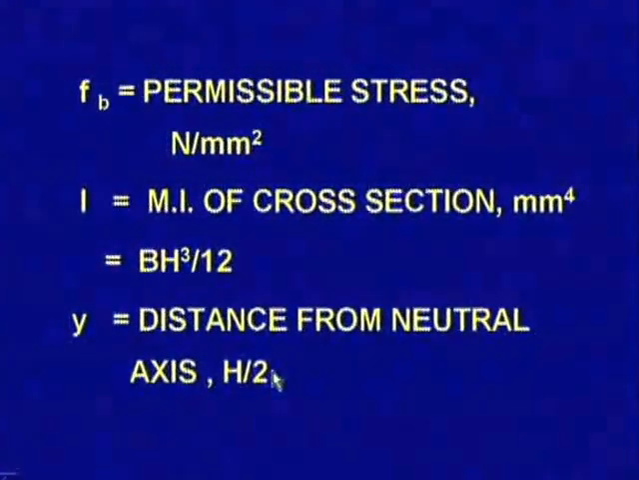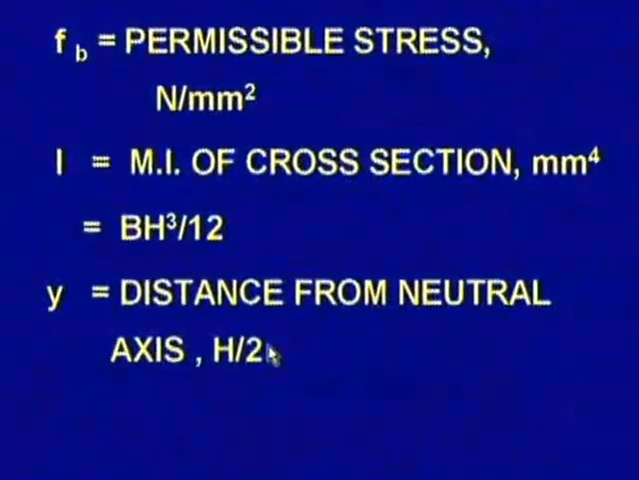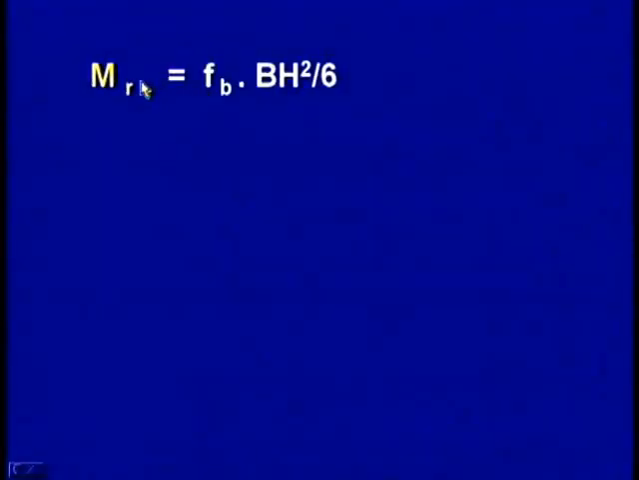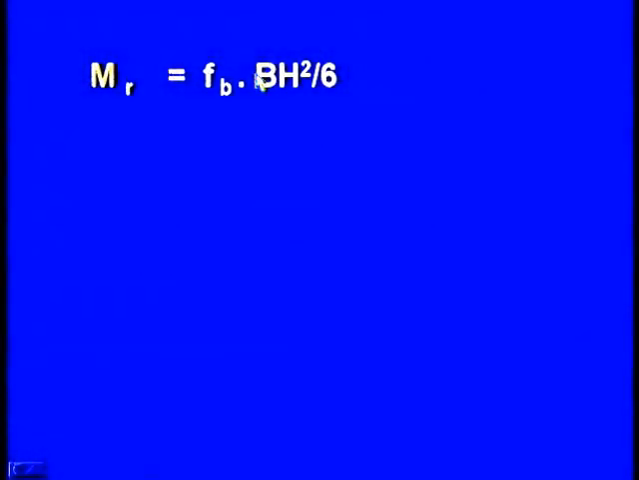By knowing the maximum permissible bending stress, the moment of inertia, and the distance from the neutral axis of the cross section, if you substitute these values, we will get the maximum permissible or resisting bending moment of the cutting tool material. So once we substitute those values of I, Y and Fb here, the resisting bending moment MR is given by Fb into BH square by 6. So this is the resisting bending moment.